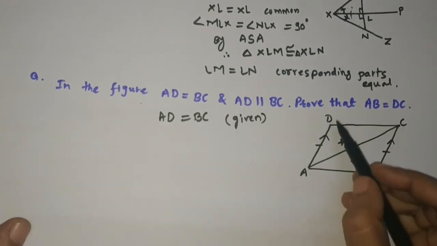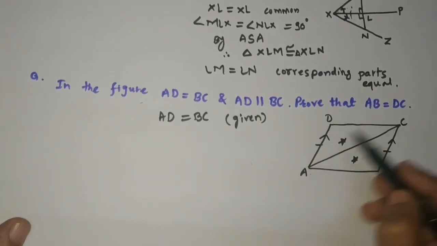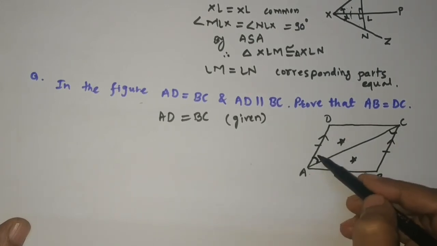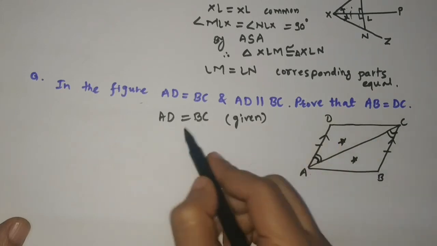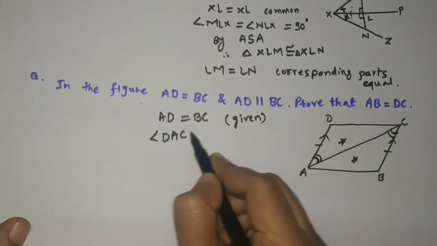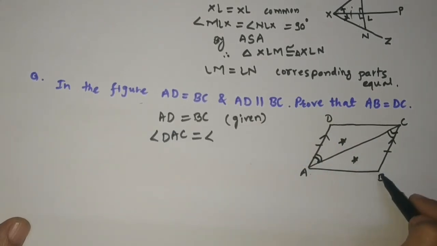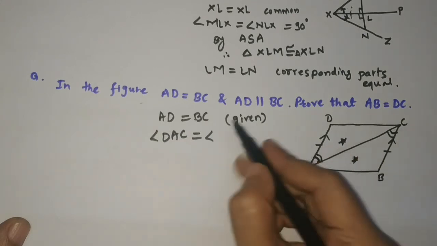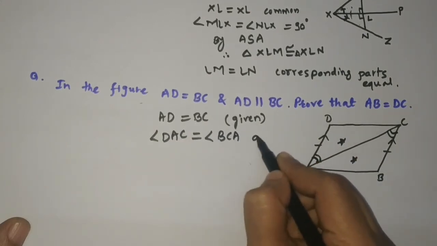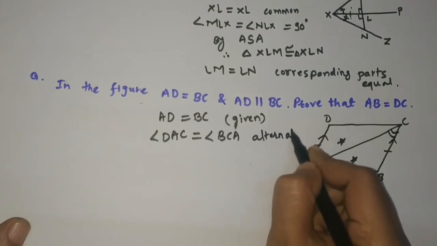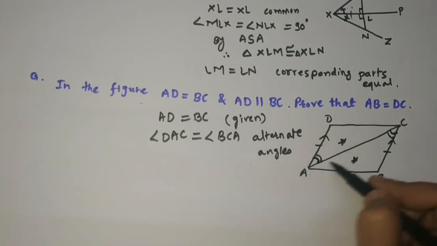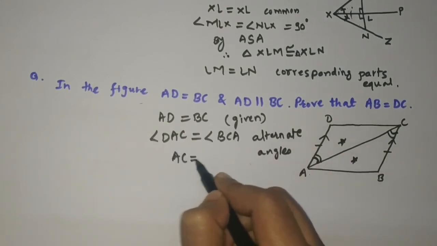So when the lines are parallel, AD and BC, their alternate angles will also become equal. So this alternate angle, this angle is going to be this angle. That means angle DAC is equal to angle BCA. Reason, you can write alternate angles are going to be equal. And then next, this side AC is equal to this side AC, it is a common side.